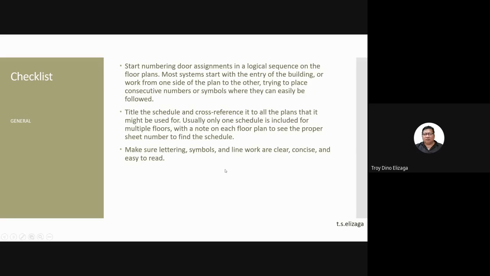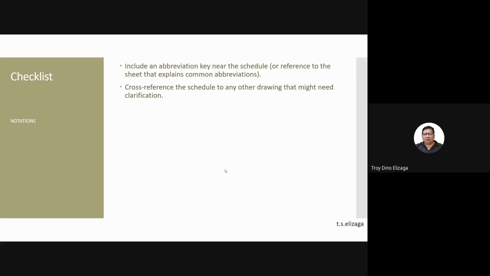Okay, so this is really important in drafting. Which is the main lesson that we're trying to learn in AD 1111? That everything that we do should be clear, concise, and easy to read. In terms of notation, include an abbreviation key near the schedule or reference to the sheet that explains common abbreviations, and cross-reference the schedule to any other drawing that might need clarification. So this applies to even the floor plans and elevations.